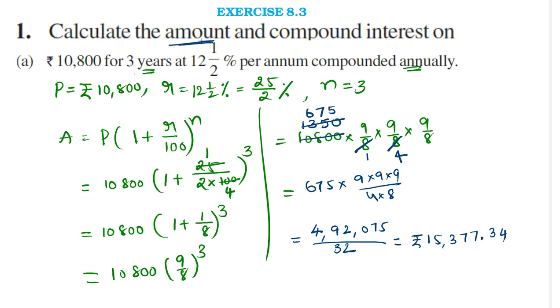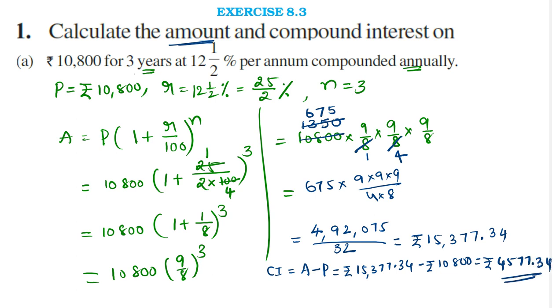So total amount, right? Then compound interest CI equal to total amount A minus principal amount P. So this is equal to rupees 15,377.34 minus principal amount, that is how much? Rupees 10,800. If you subtract 10,800 from 15,377.34, we will get 4,577.34, or 35 you can take. This is the compound interest.